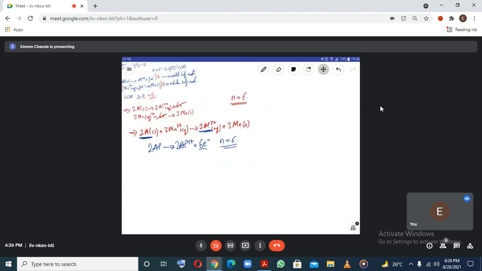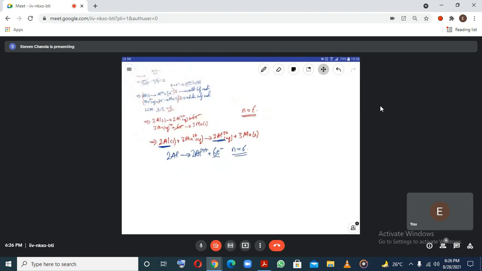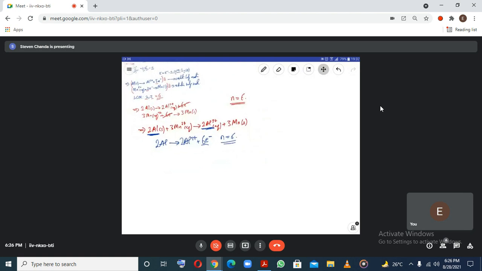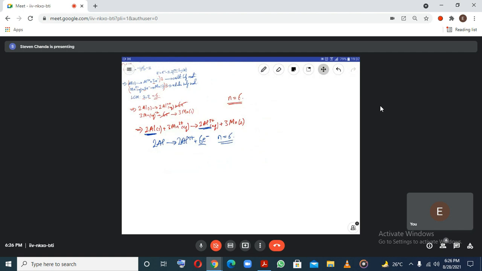So here now we've got our reaction quotient. We've got our reaction. Oh, you can use either. Okay, let's use the one for the reduction.